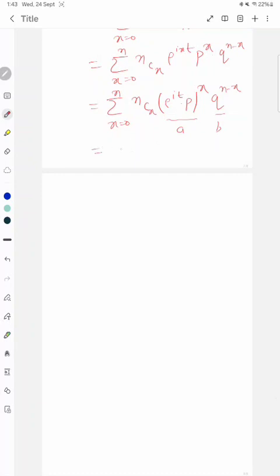Then it became (p e^(it) + q)^n. So phi x(t), the characteristic function, equals (p e^(it) + q)^n.